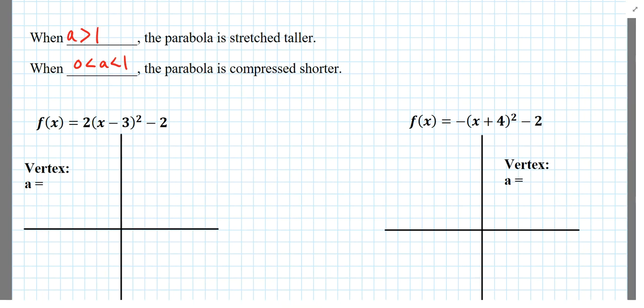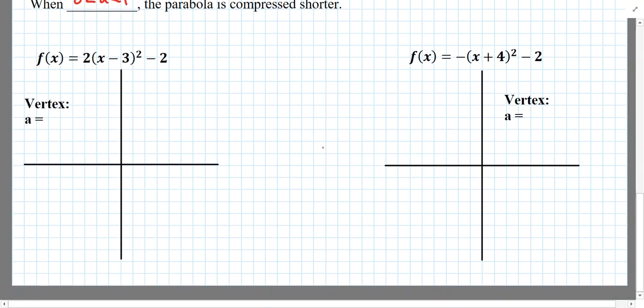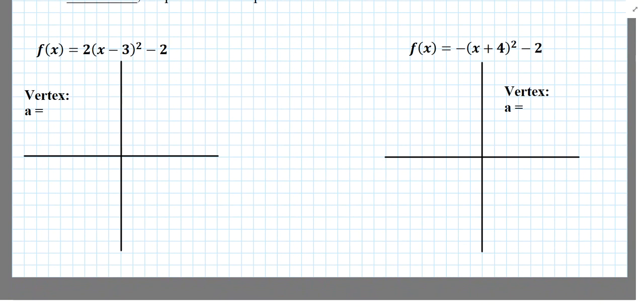If the a value were to equal 1, we would have a parabola the same shape and size as the parent graph, and if the a value were equal to 0, we would not have a parabola at all, but rather a linear equation.